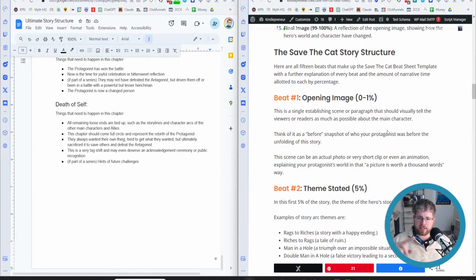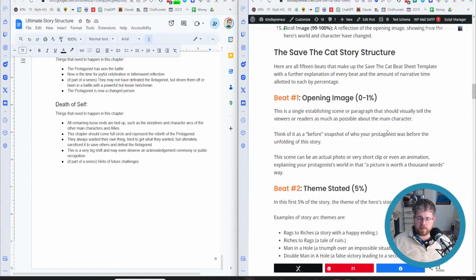And the reason for that is to visually represent how the main character has changed over the course of the story. So there's an opening image to represent what the character looks like at the beginning, and the closing image to see what the character looks like at the end. And you should get a visual idea of how that person has changed from just those two images.